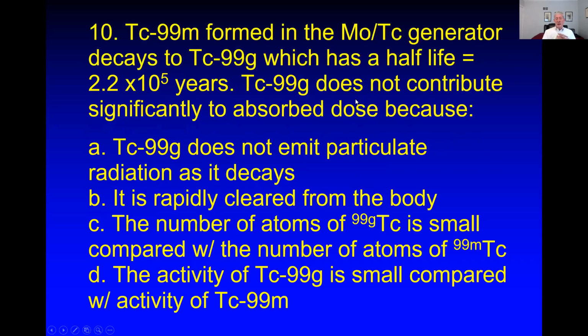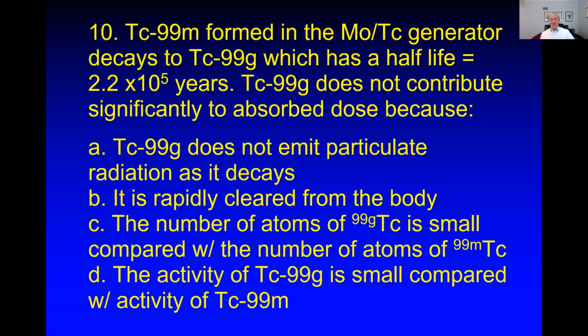Okay, technetium, as you know, technetium metastable decays to the ground state. And the half-life of that ground state is 220,000 years. Why does that ground state not contribute to our absorbed radiation dose? Give you a moment to look through the possibilities. Is it B? This again, choice D.